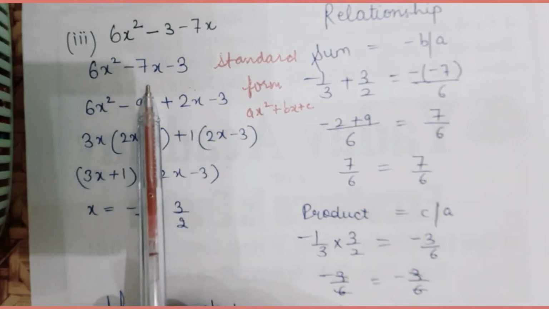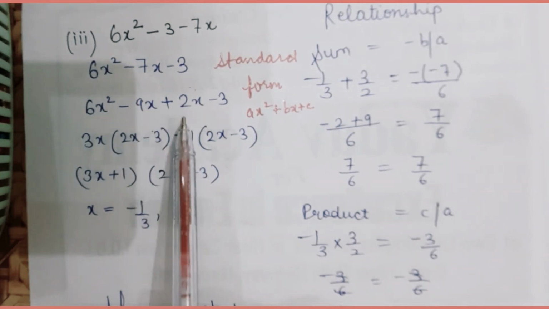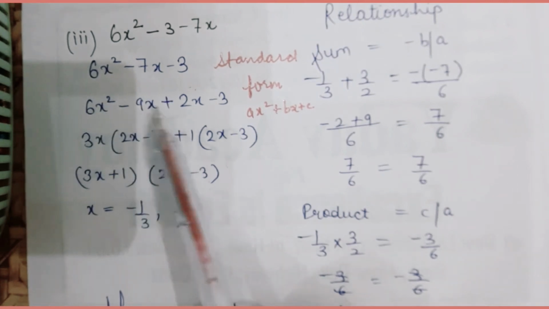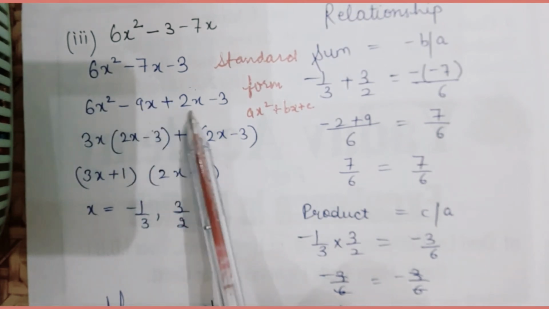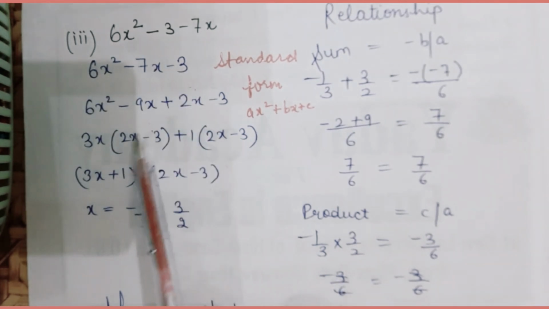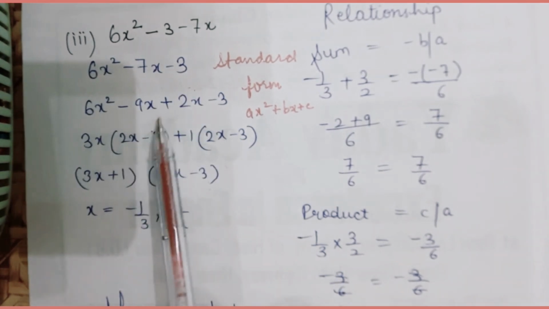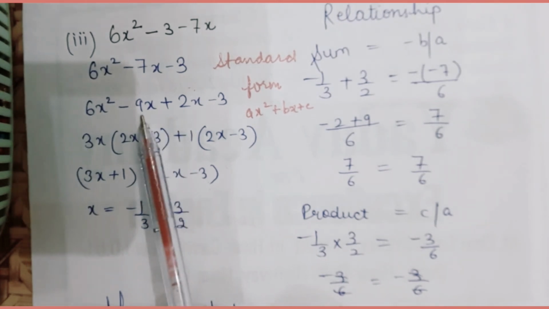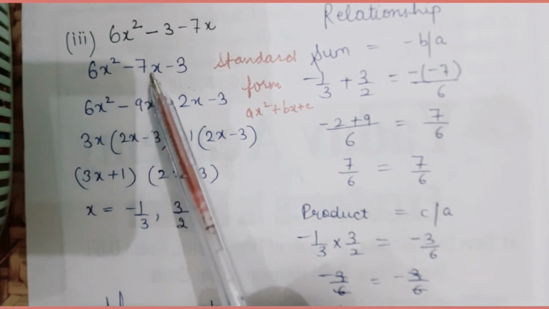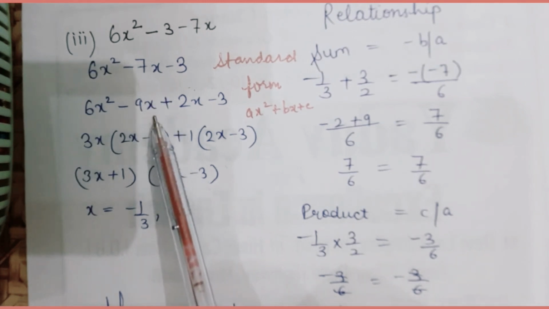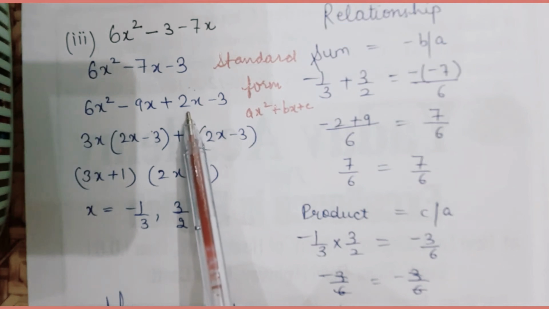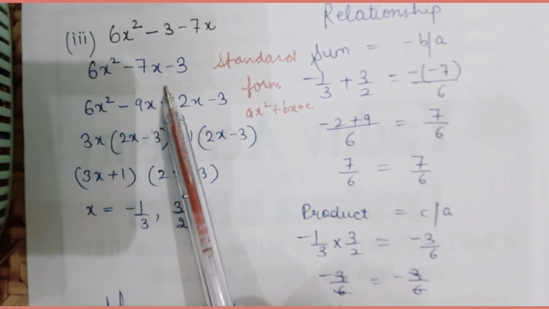From this we will split the middle term as minus 9x plus 2x, so that if we add them it will reach minus 7x, and if we multiply them it will reach minus 18x square, which is equal to 6 times 3 is 18x square and minus. You should also know that we could take the minus with either, but we have taken minus with 9x because we want our answer in minus, so the minus goes with the larger number.